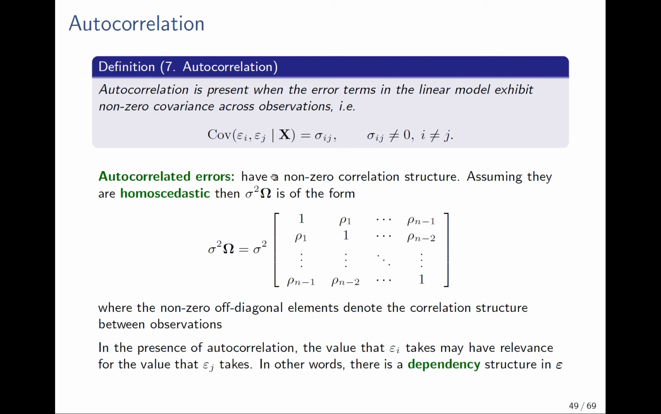Assuming they're homoscedastic, then this time our big omega has this form here. The diagonal elements are all 1, which means that we have homoscedasticity, but the off-diagonal elements are non-zero, and that's what's inducing a correlation structure between observations. So in the presence of autocorrelation, the value that epsilon i takes for one observation may have relevance for the value that epsilon j takes for another observation. And that means that there's a dependency structure within the errors.